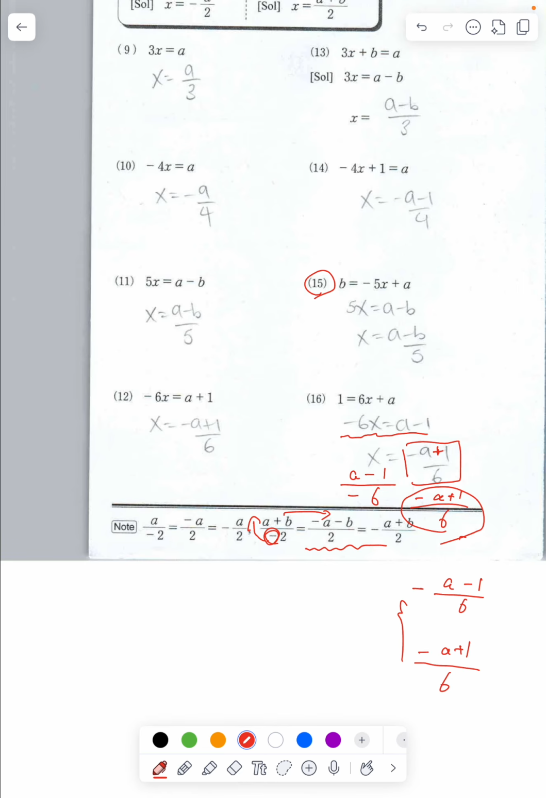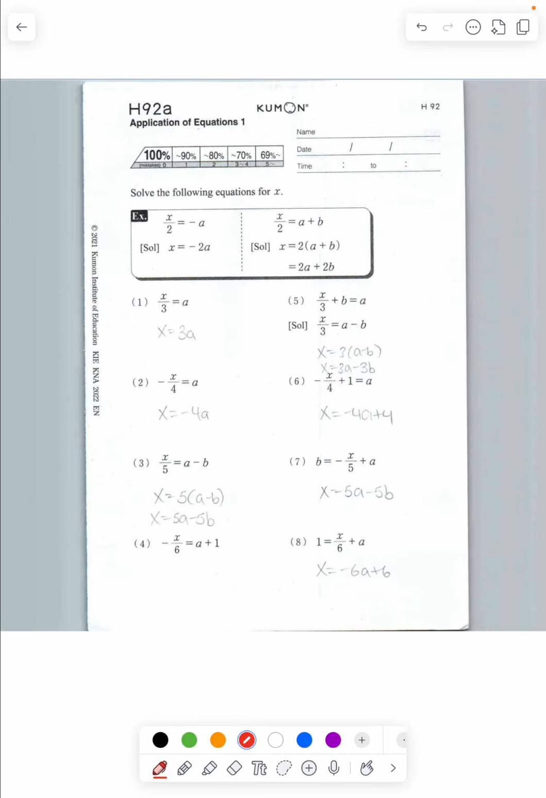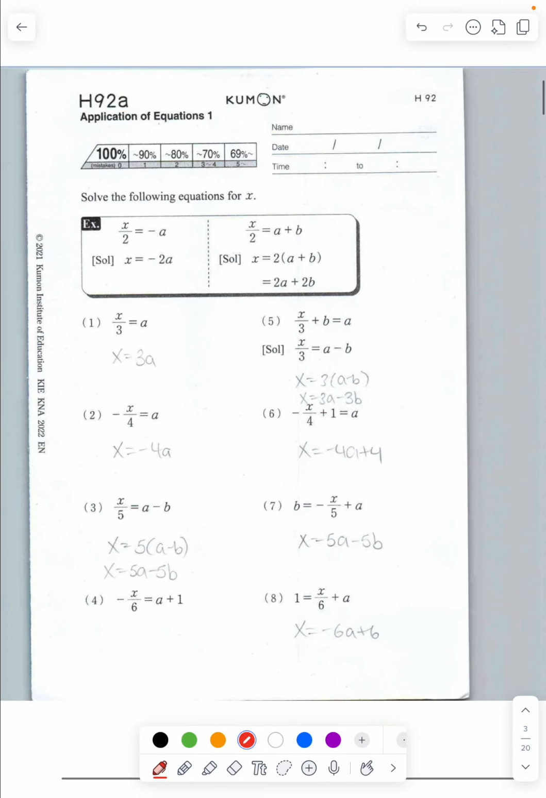The only difference is that this negative is outside and this negative is on the top. So both of them work. All right, question, page number 92, a little bit more complicated. Let's take a look at the example first, and then let's try question number 7.